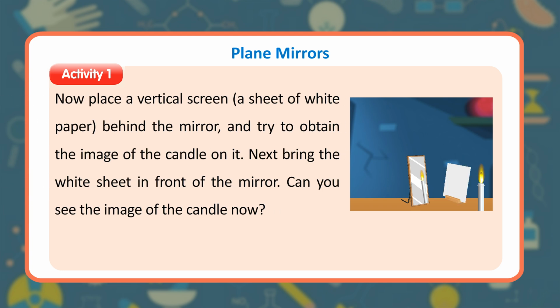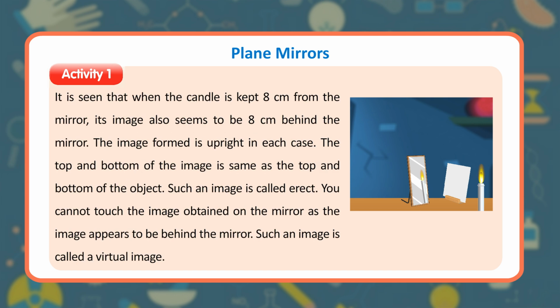Now place a vertical screen, a sheet of white paper, behind the mirror, and try to obtain the image of the candle on it. Next bring the white sheet in front of the mirror. Can you see the image of the candle now? It is seen that when the candle is kept 8 cm from the mirror, its image also seems to be 8 cm behind the mirror. The image formed is upright in each case. The top and bottom of the image is same as the top and bottom of the object. Such an image is called erect.